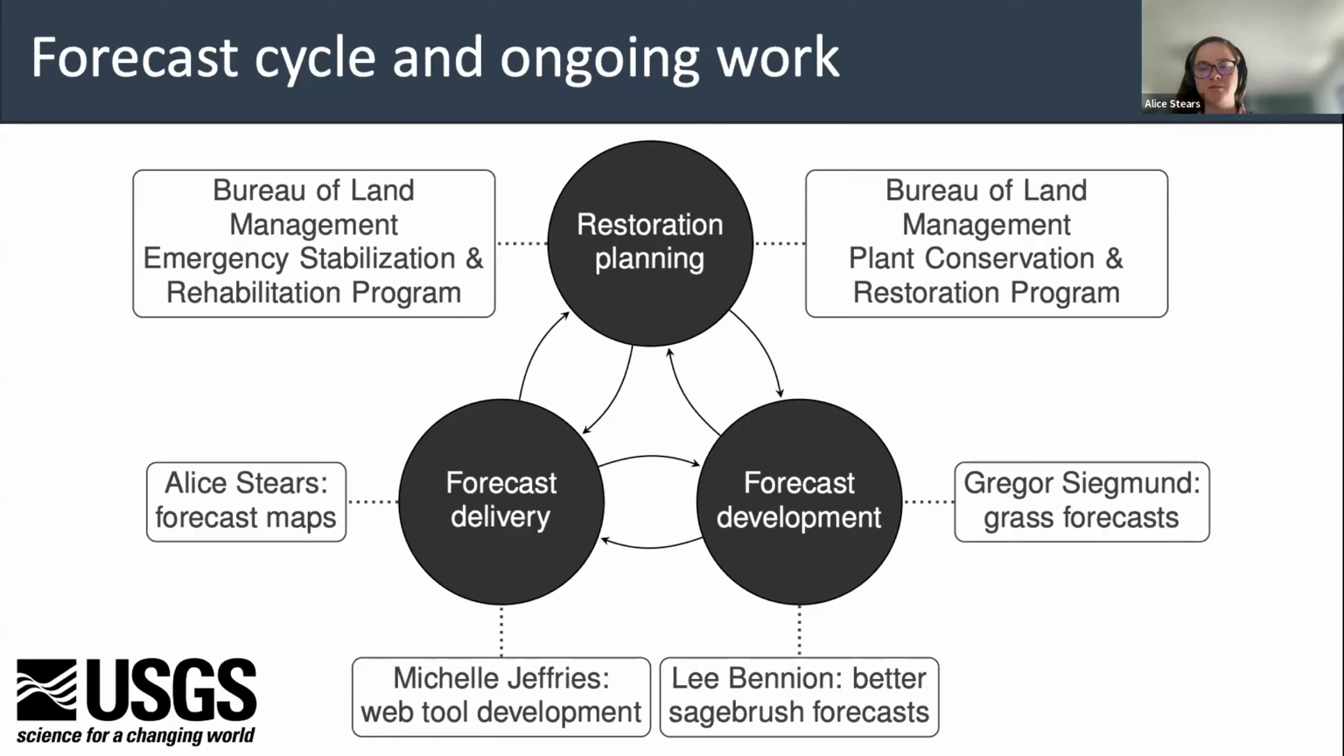Some other ongoing programs and projects related to this broader forecasting initiative include the BLM emergency stabilization and rehabilitation and plant conservation and restoration programs, work by Lee Benyon and Allison Simler-Williamson at Boise State University to improve the models that we use to forecast sagebrush establishment, and then ongoing work by Michelle Jeffries and other folks at the USGS Forest and Range Ecosystem Science Center to disseminate these forecasts via a free and widely available web-based tool.